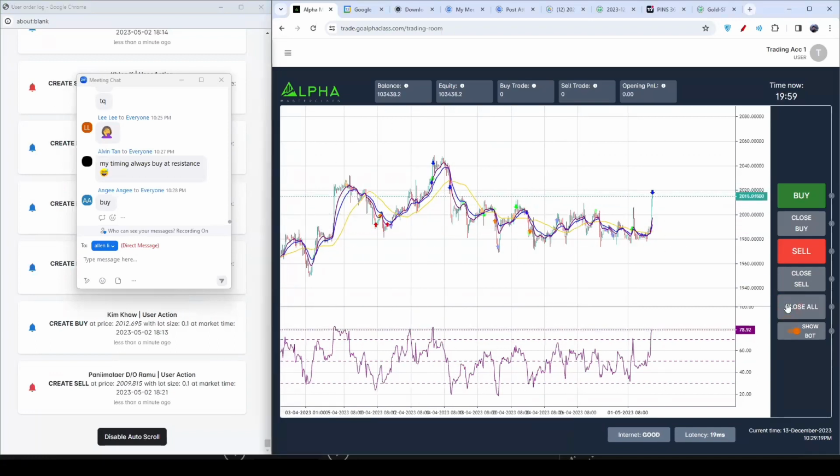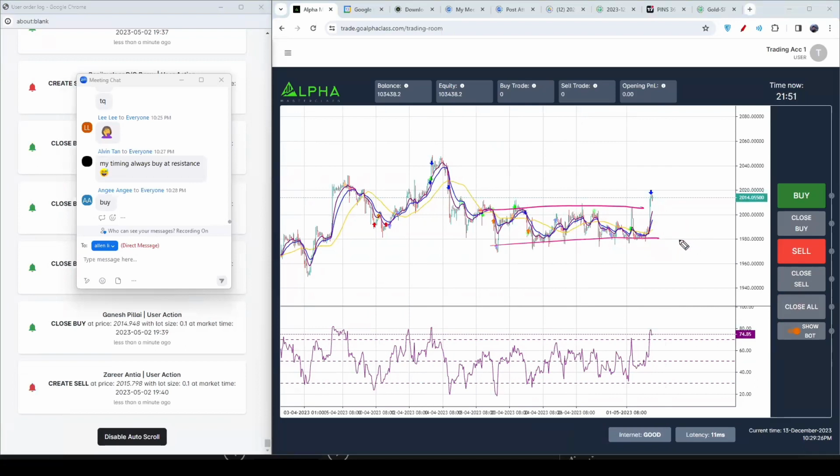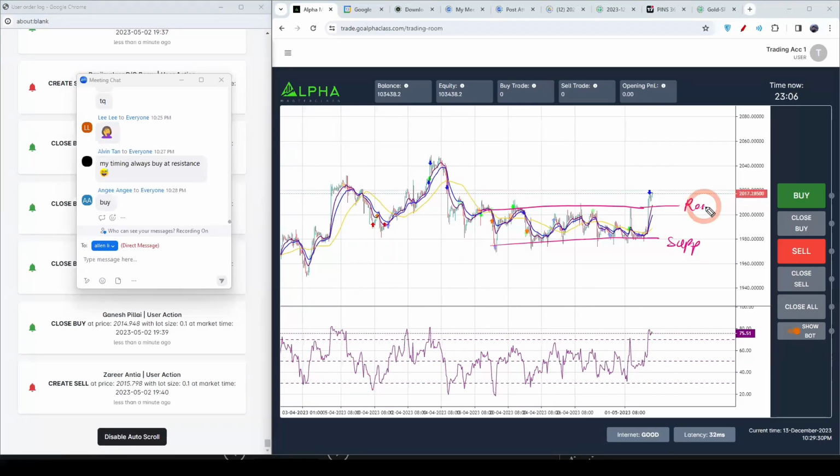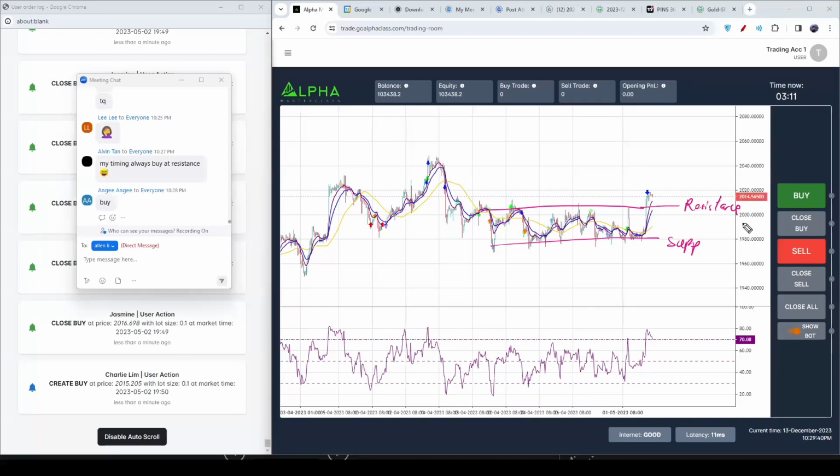Support, resistance. Support. Resistance. What will happen later? I don't know. I give you guys the last 3 more minutes to observe. Let's see.